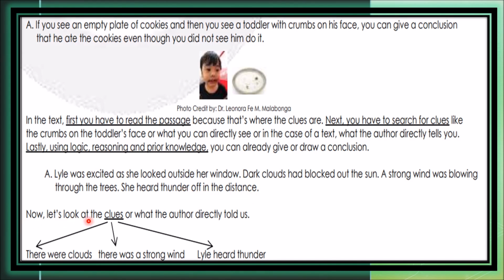Now let's look at the clues, or what the author directly told us. So there were clouds, right? So these are the clues. There was a strong wind. Then Lyle heard a thunder. So these are clues.